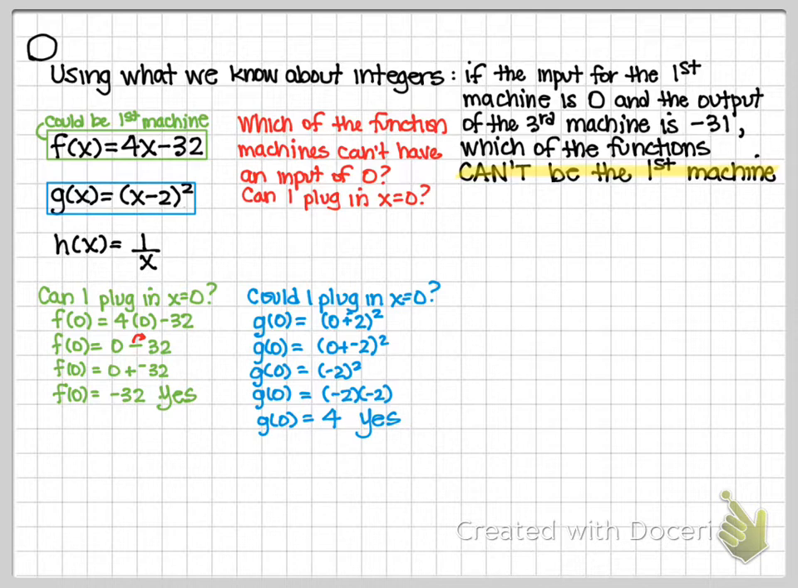All right, so let's go back up to G. This could be, doesn't have to be, I don't know for sure. This could be the first machine. Could be. Okay, I think the last one we need to check is h of x. So let's do purple on that one. And I'm going to go through and just ask myself the exact same questions again. So can I plug in x equals 0?